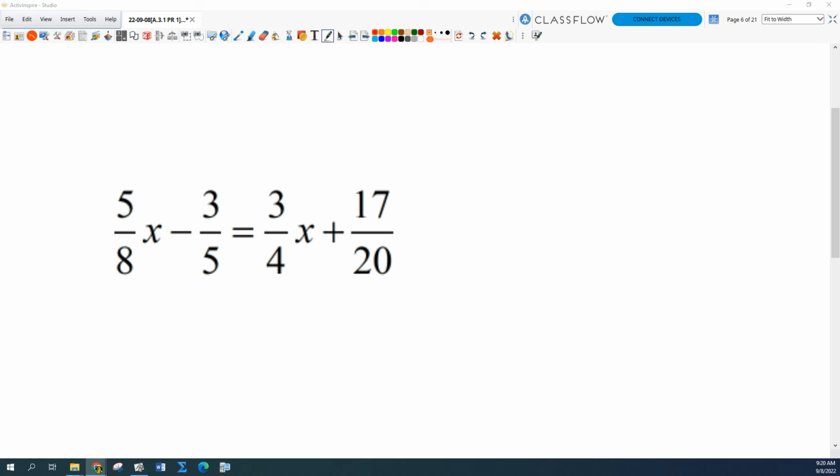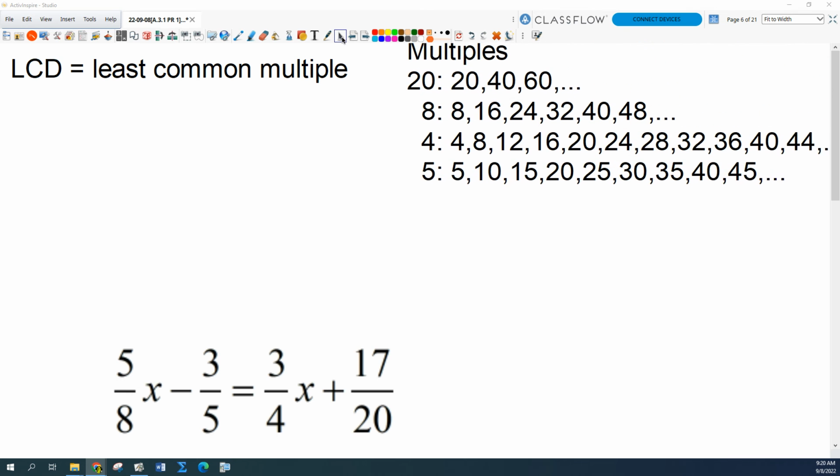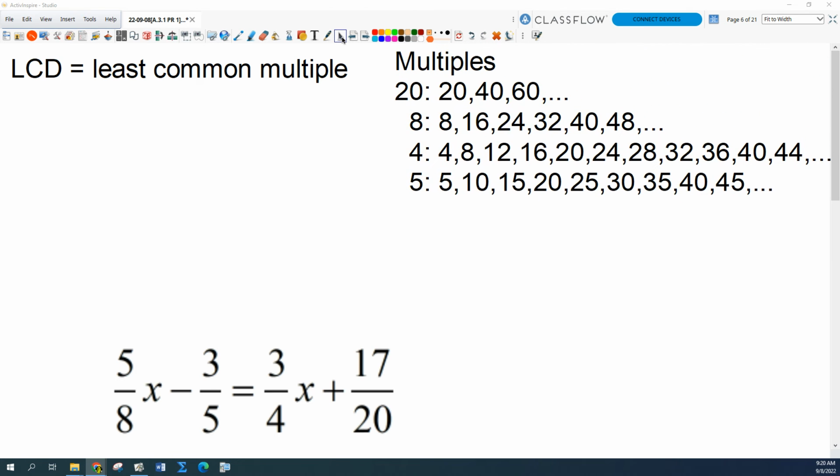Now, what's the easiest way to find 40? We're trying to find a least common multiple. So let's start by looking at a list of multiples of all the denominators. When we say multiples, you know what I mean: 1 times 20, 2 times 20, 3 times 20, etc. Those are the multiples of a number. The first common multiple, common means shared, right? The first time we get a common or shared multiple is 40. There's 40, there's 40, there's 40, there's 40.